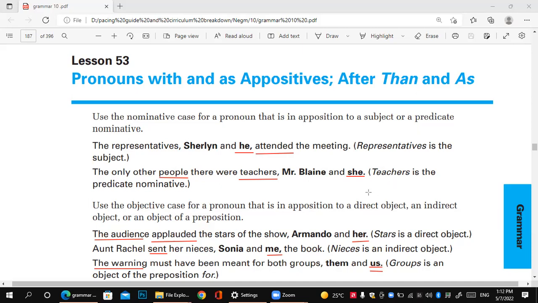Okay, so let's move to the next examples, or let's try to answer some questions.